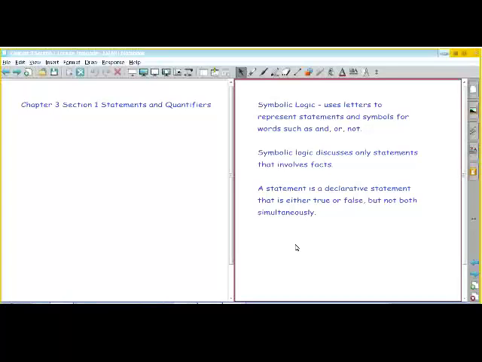What's that? Schrödinger's cat. Yeah, well, that's Schrödinger's cat. Yeah, that's quantum mechanics.